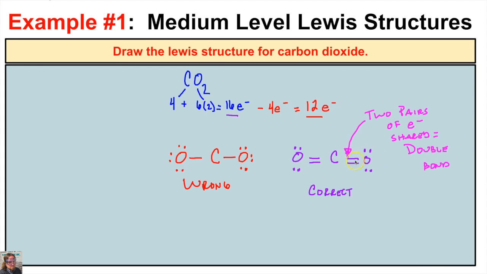So we have a double bond here between carbon and oxygen, and we have a double bond here between our carbon and oxygen. And so CO2 contains two double bonds between the carbon and oxygen, as we see in this picture right here. Alright, so understand that concept that we have two pairs of electrons that are being shared between each carbon and oxygen. Let's take a look at another example.